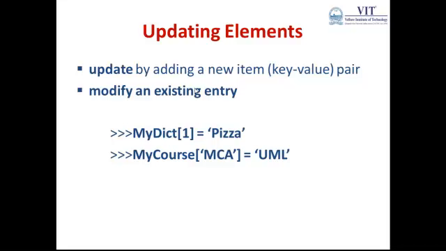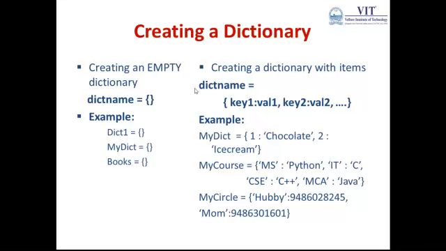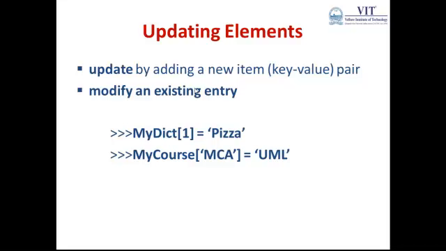And likewise, look at the last statement. I'm going to update another dictionary item, accessing through the key, and with the new value I'm just adding. But what was there in the previous one, let me go back to that. My dict of 1 is chocolate. That has now been updated with Pisha, and my course of MCA was Java. Now it has been updated to UML. So you can modify through the key. That is possible in this dictionary. That's why we are giving an example here.